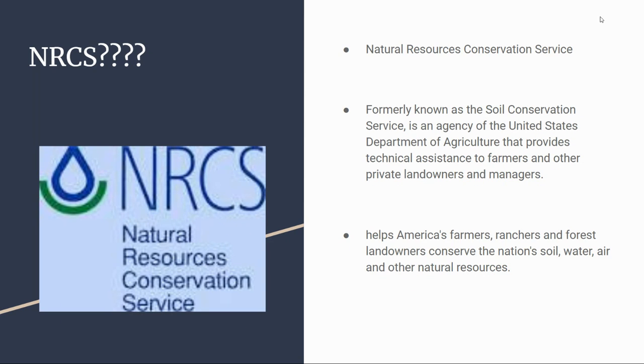NRCS. The NRCS is also known as the Natural Resources Conservation Service, formerly known as the Soil Conservation Service, and it is an agency of the United States Department of Agriculture that provides technical assistance to farmers and other private landowners and managers. They help American farmers, ranchers, and forest landowners conserve the nation's soil, water, air, and other natural resources.